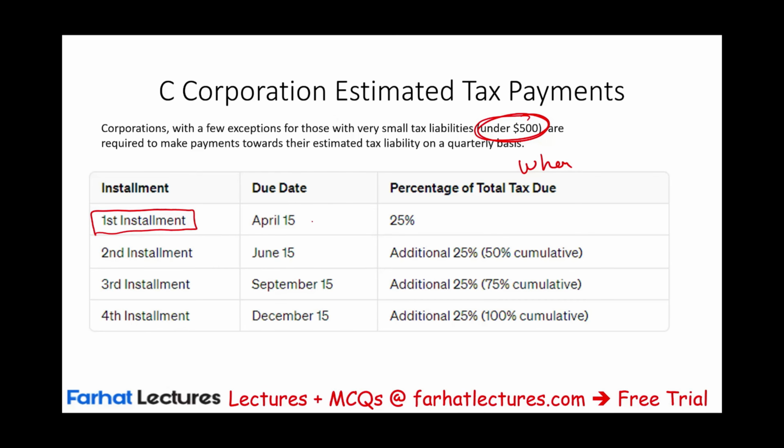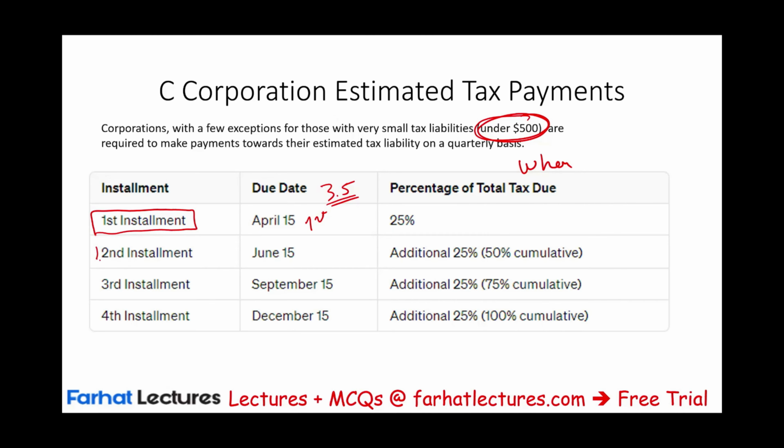Now, what's special about April 15th? It's 3.5 months after, assuming a calendar year, 3.5 months after your calendar year begins. It means the first quarter, the 3 months, has already passed.